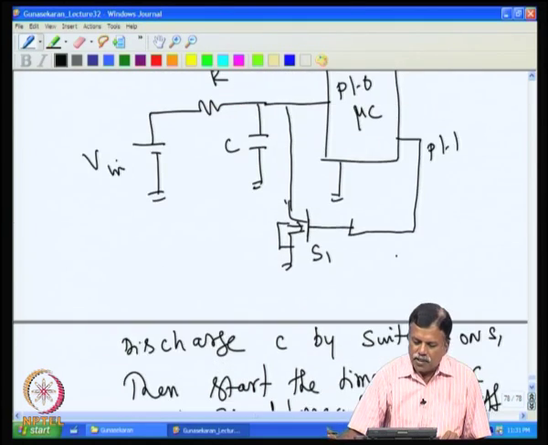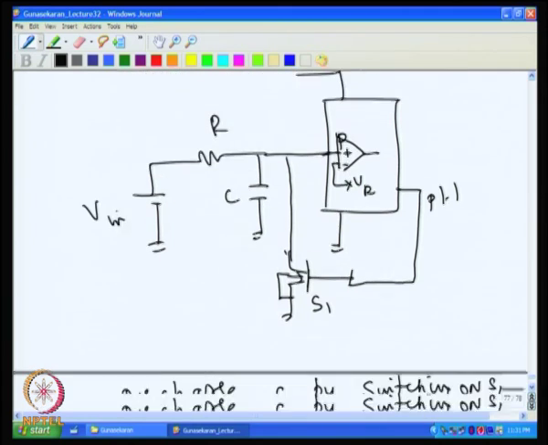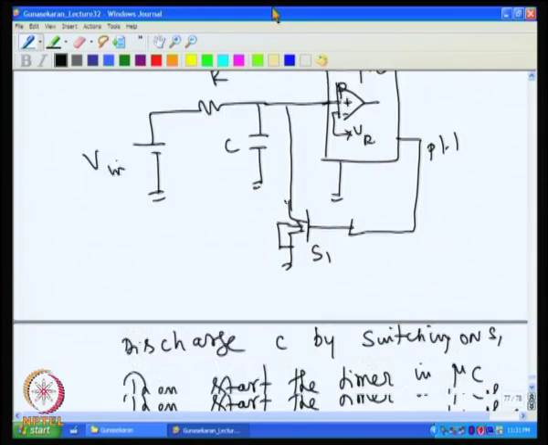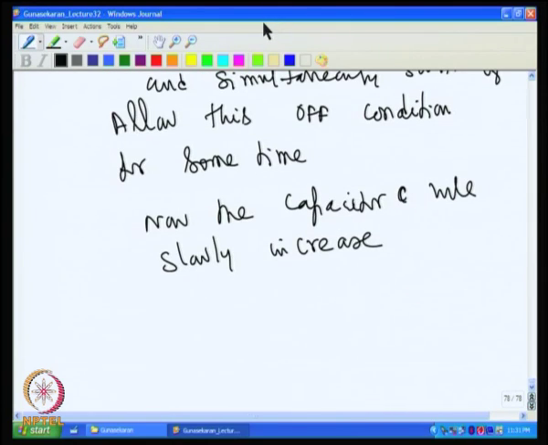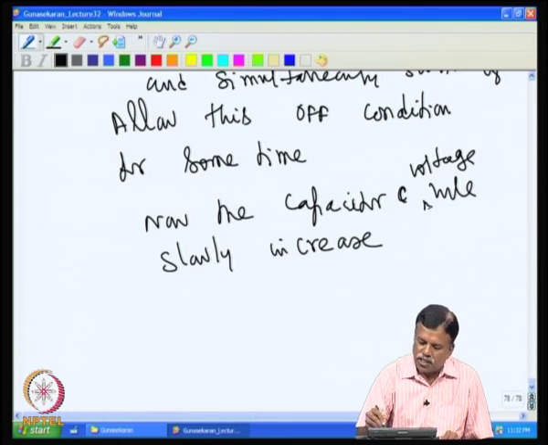Now, for example, many of the microcontrollers have inbuilt comparators. So, we can have this given to the input comparator, and then this is given as a V reference. If the input is given to the plus input of the microcontroller comparator, now the capacitor will charge, and the capacitor C voltage will slowly increase.